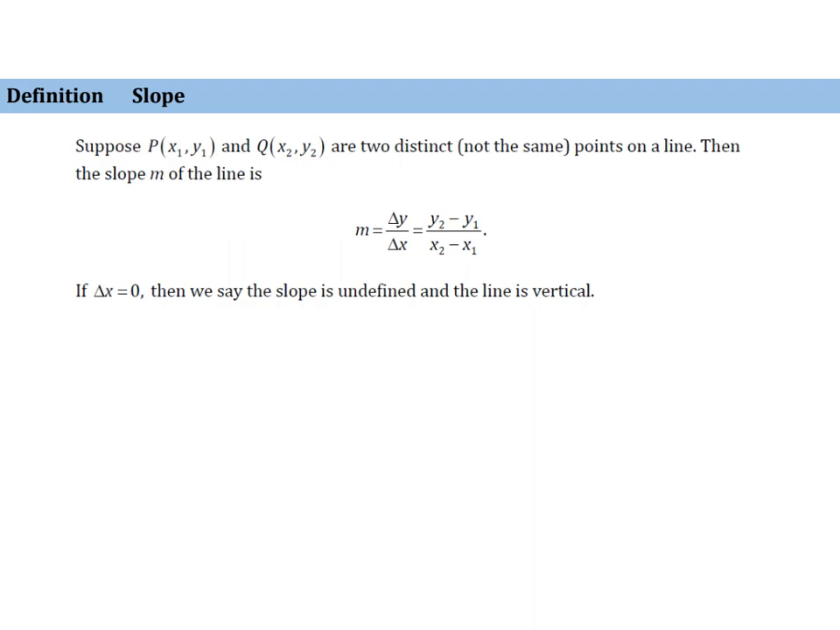Then the slope of that line is simply its rise over its run. So in mathematical notation, we use delta y and delta x. Delta just simply means change in. So this is the change in y over the change in x.